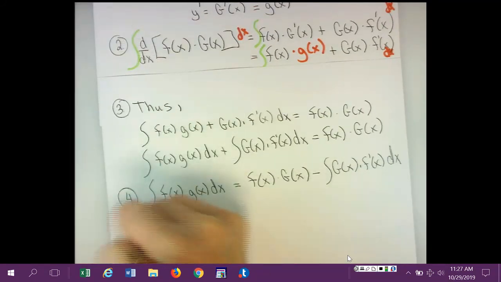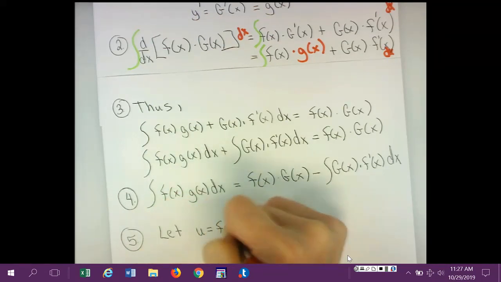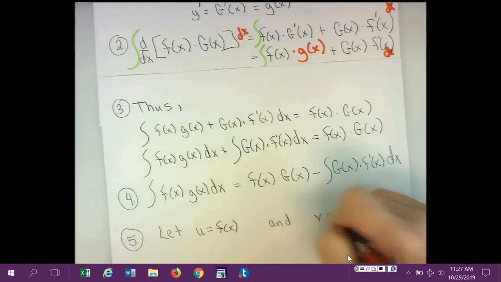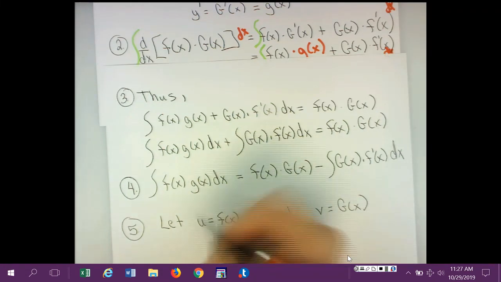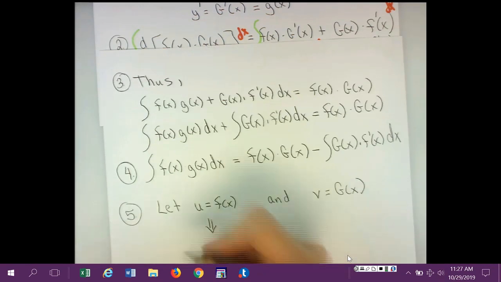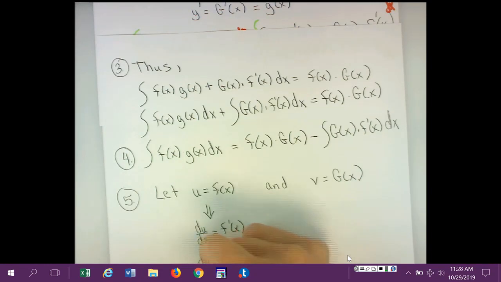So with step 5, you have to let some things happen. You let little u be little f of x, and you let lowercase v be capital G of x. Now, once you let those two things happen, you take the derivative of each. So the derivative of u with respect to x is equal to f prime of x. And if you cross multiply, du is equal to f prime of x dx. Very, very important.